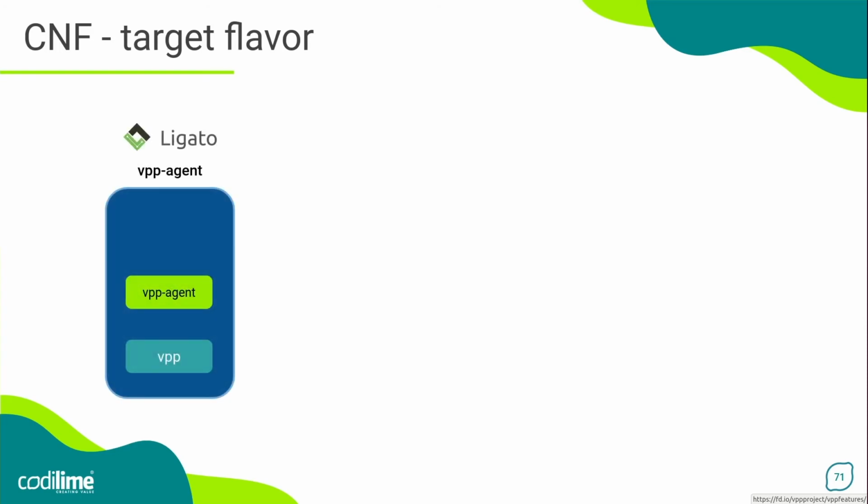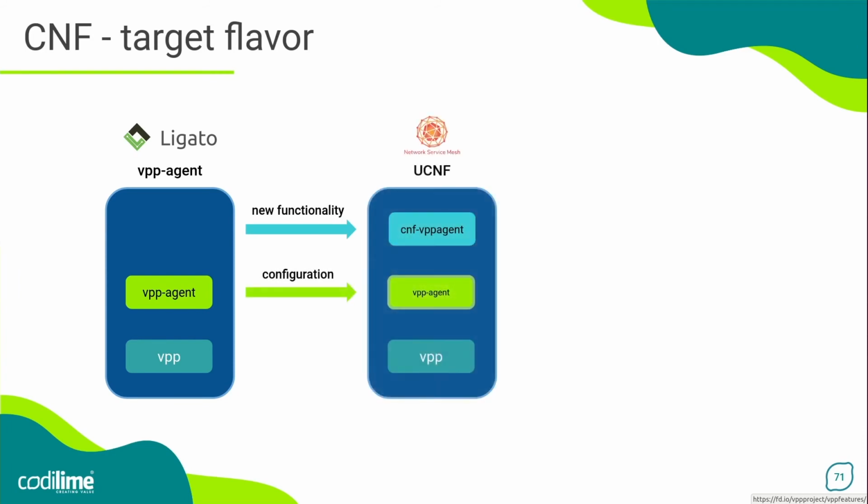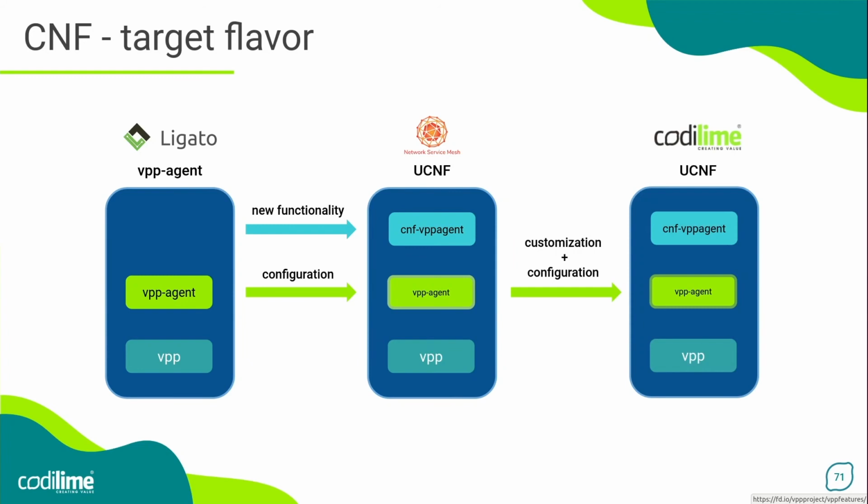The base for the target CNF we use in our setup is a vanilla VPP agent from the Ligato project. By adding the Golang code that enables native interaction with the NSM, and then by changing the VPP agent configuration, it becomes the so-called UCNF. And this implementation is provided by the NSM project. Then, by modifying the source code of the Ligato VPP agent and its further reconfiguration, we receive the target version of the UCNF, which we use in our setup.